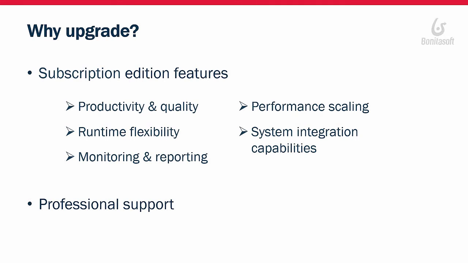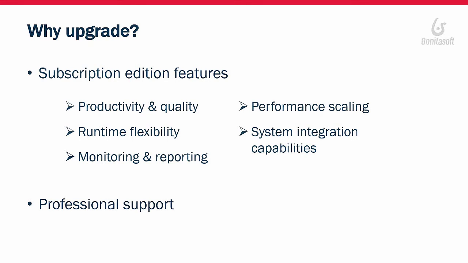So we're targeting 5 main themes with the subscription edition features. The first one is productivity and quality. An example of that would be to deploy the team repository. That's one of the features from the subscription edition. The team repository allows several developers of Bonita BPM to collaborate on the same project. It allows you to put SVN subversion repository to share process diagram, forms, and other development resources.